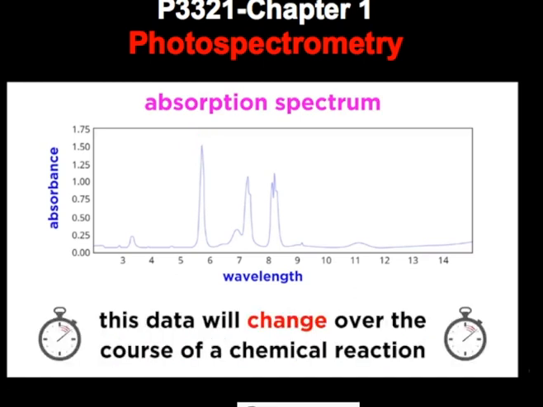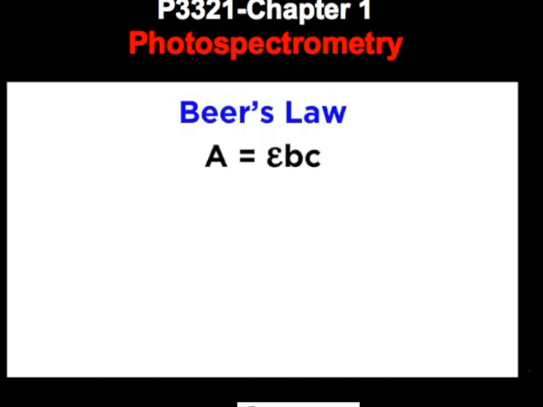If we collect data like this continuously over the duration of a chemical reaction, we can gather information about how rapidly the absorbance changes, and thus how the concentration of a particular substance is changing over time. In order to do this, we will use an equation that relates the amount of material in a sample to the absorption of light passing through it, and this is called Beer's Law.